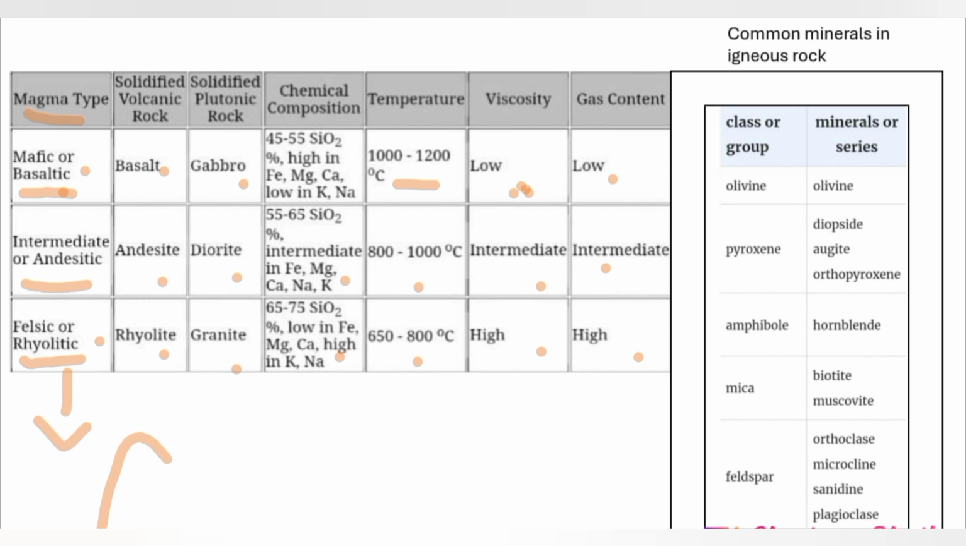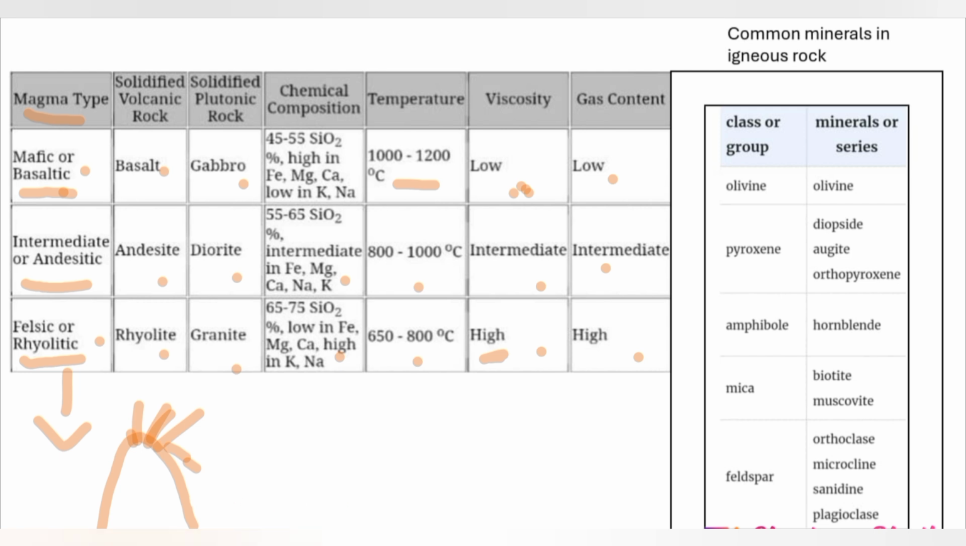It traps a large amount of gas in it. And here the landforms formed are mostly coniferous, with steep slopes, and because of the high viscosity, the explosion will be highly explosive in nature. The magma will not be flowing over a large amount of land. That is not possible as the viscosity is high.